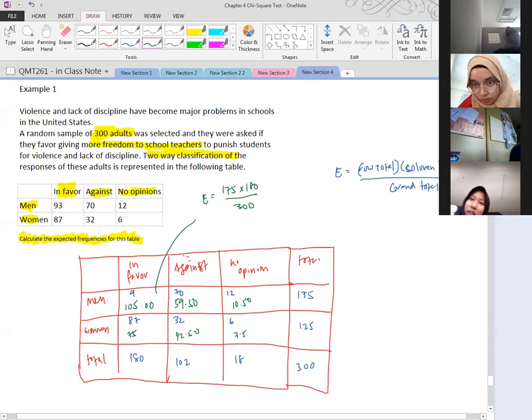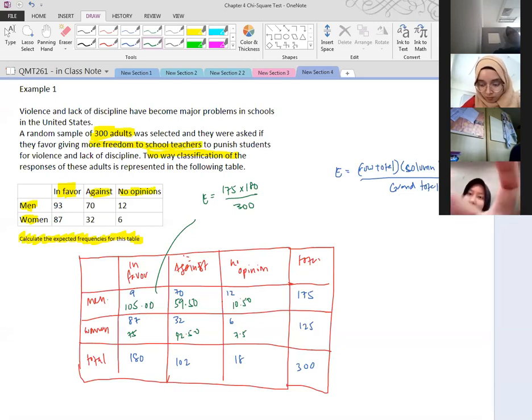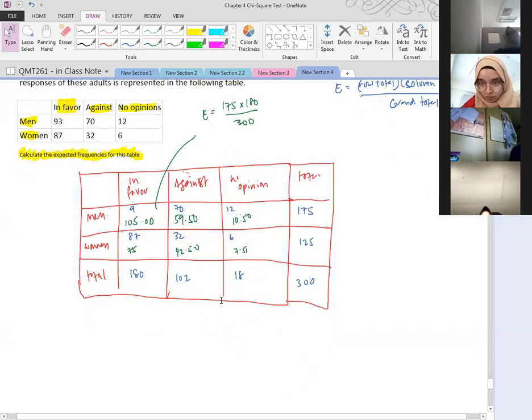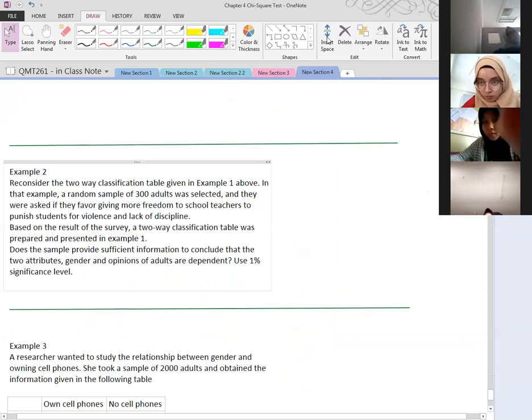So we can proceed with the Pearson chi-square test, right? So if we have expected frequency less than 5, we need to make sure that the expected frequency less than 5 is not more than 20%, right? Before you proceed.